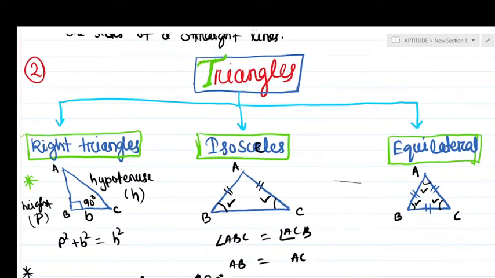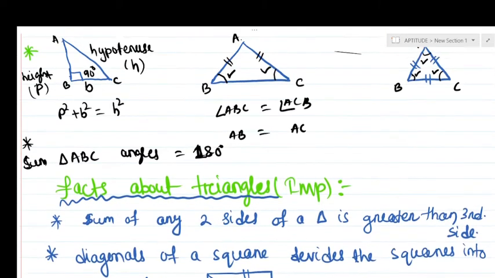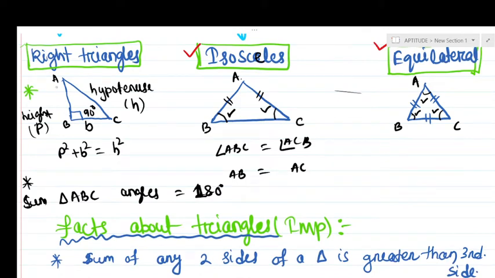Then the next topic is triangles. As you know, triangles are of three types: right angle triangle, isosceles, and equilateral. In a right angle triangle, one angle is 90 degrees. This is the base, this is the height, this is the hypotenuse, and the relation among them is p square plus b square is equal to h square.